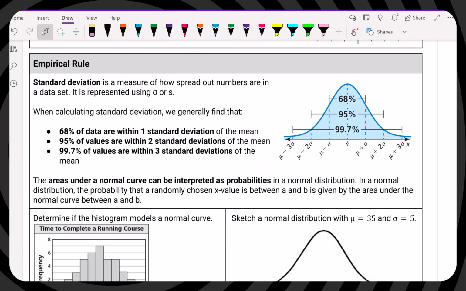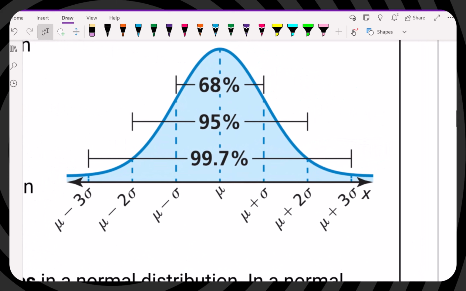Okay, so here's where all the new content from this new chapter comes into play. You're going to learn something called the empirical rule. Now, the empirical rule is kind of like an estimated value of how much data is within so many standard deviations of the mean. And you're probably thinking, what in the world does that mean? So take a second and look over here at this graphic that came from your textbook.